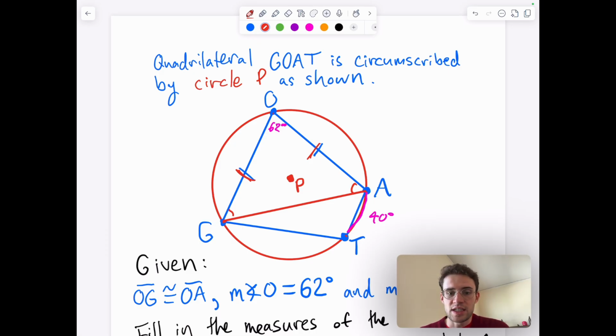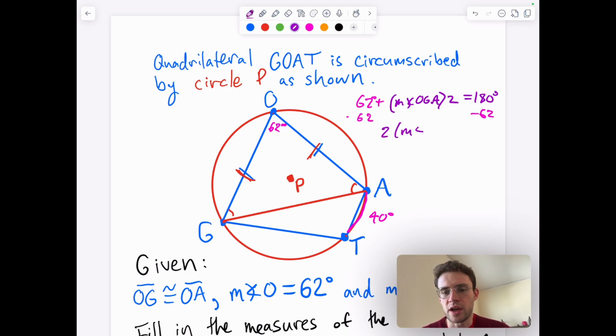Now, since we have the 62 degrees and we know that all triangles have angles that add up to 180 degrees, we can figure out what those two angles are. We can say 62 plus the measure of angle OGA plus the measure of angle OAG, which is the same thing, so essentially 2 times the measure of OGA adds up to 180 degrees. Subtracting 62 from both sides gives us that 2 times the measure of angle OGA equals 180 minus 62, which is 118 degrees.